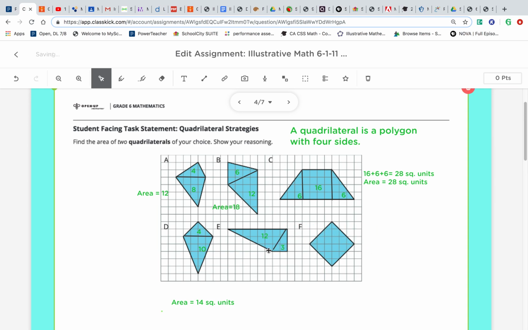And so that's going to leave us then with 12 and 3, and we have to put those together, right? We have to do 12 plus 3, and so we can say that 12 plus 3 means that the area equals 15 square units.